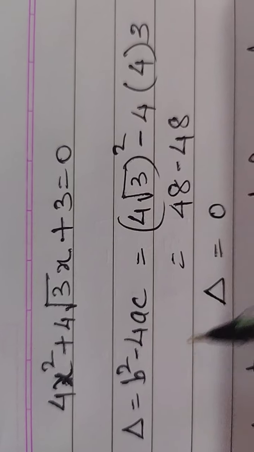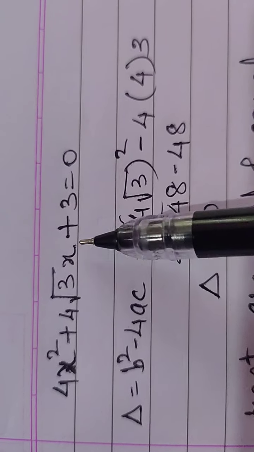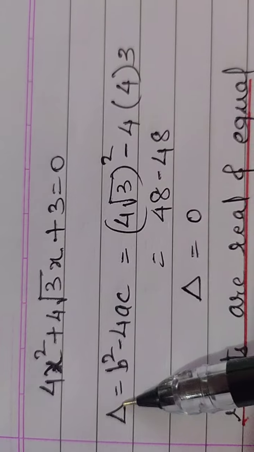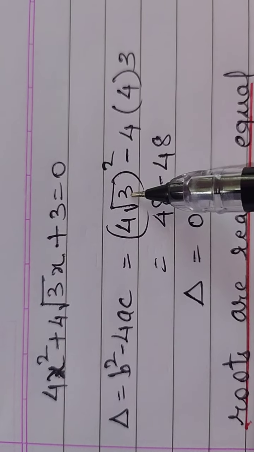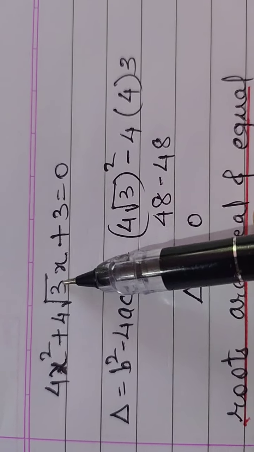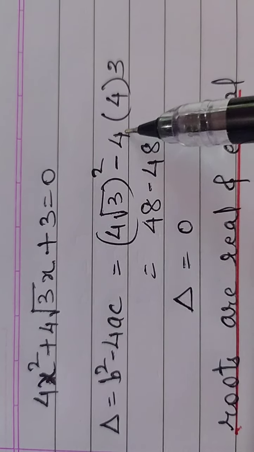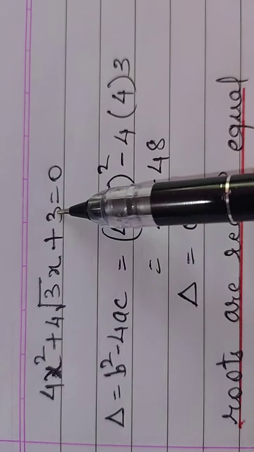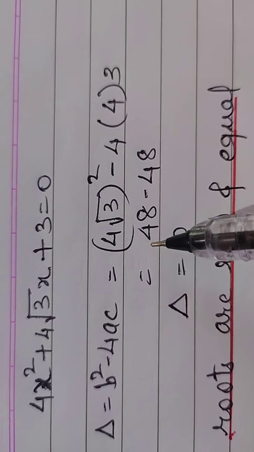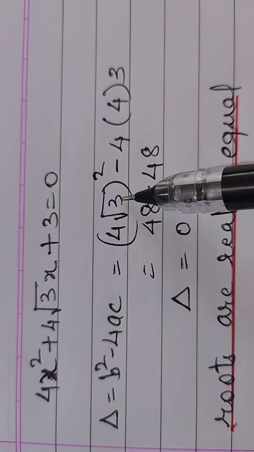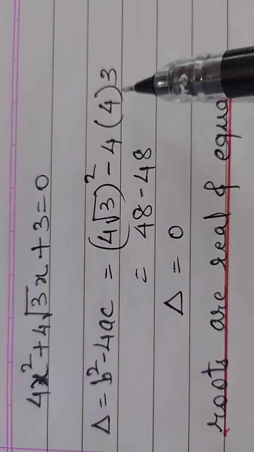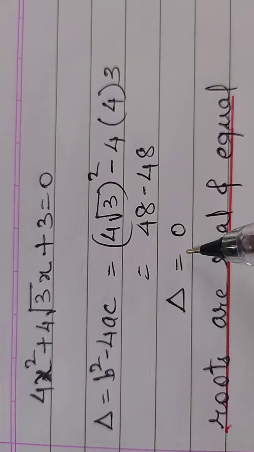In the second question, 4x square plus 4 root 3x plus 3 is equal to 0. Find the value of delta, b square minus 4ac. Here b is 4 root 3, so b square is 4 root 3 square, minus 4 into 4 into 3. So we get the value of delta: 4 root 3 square, 4 square is 16 into 3, 48. And here also it is 48. 48 minus 48, we get 0.